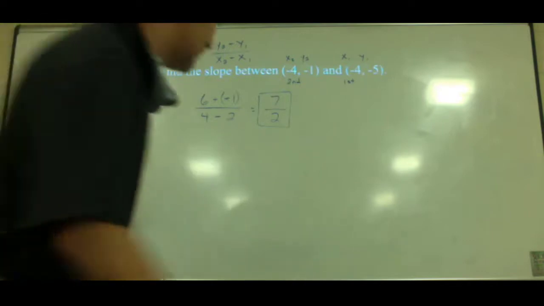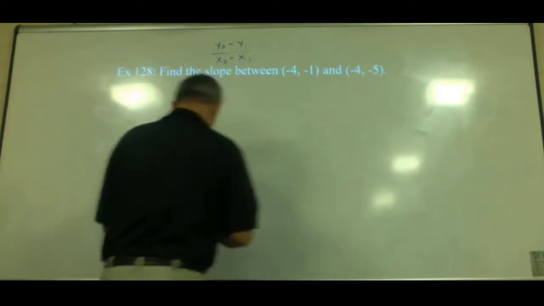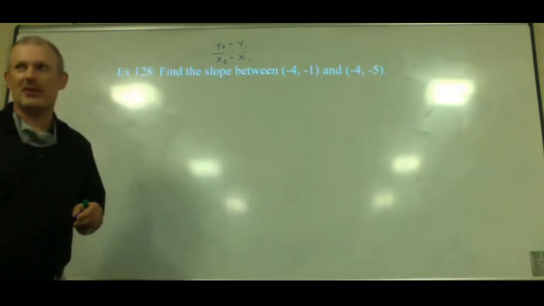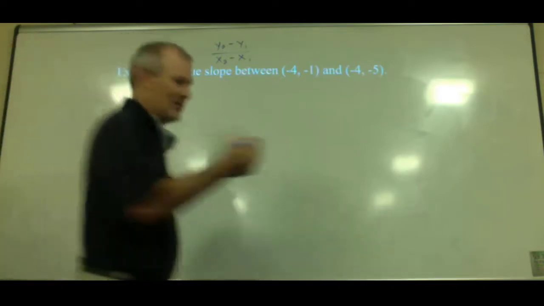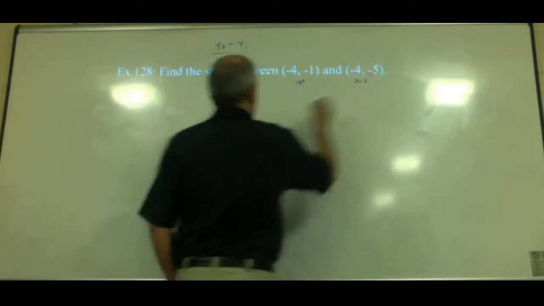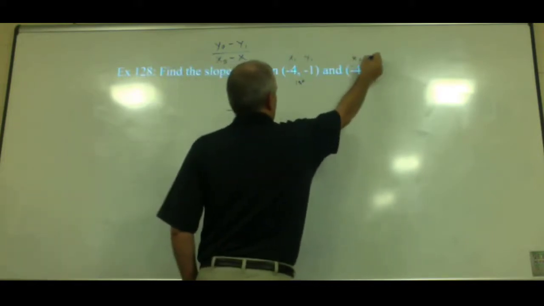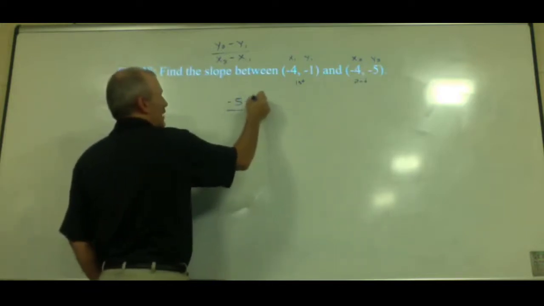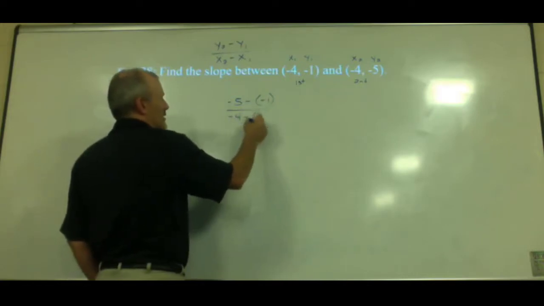All right, let's try another one. Notice what happens here when I try to pick which one goes first. They're both the same, so it doesn't matter which one goes first. So I'm just going to put this one first and this one second. That means this is x1, y1. This is x2, y2. So we're going to have y2, -5, minus y1, -1. And on the bottom, x2, -4, minus x1, -4.